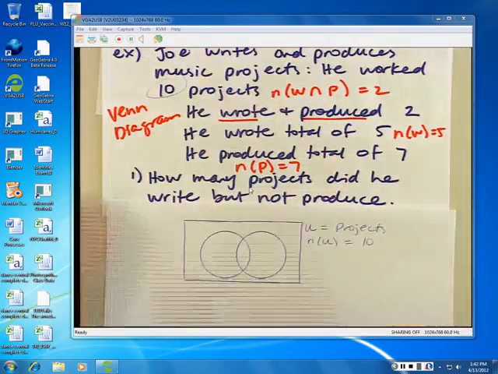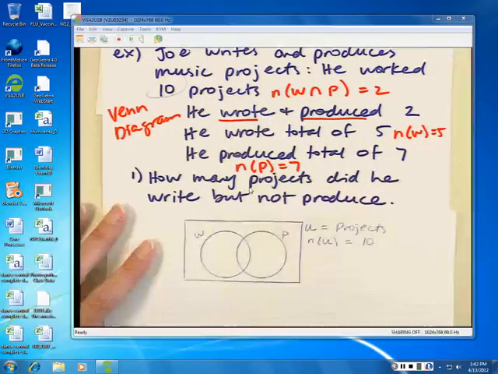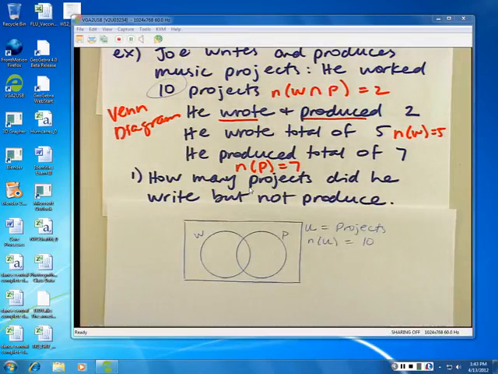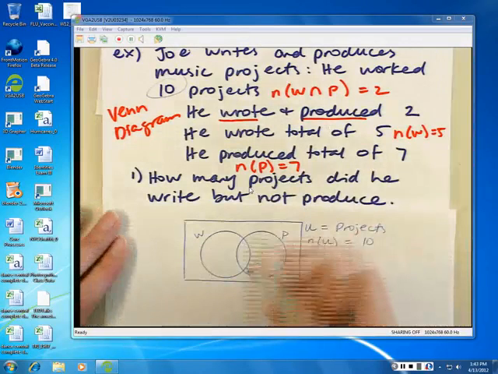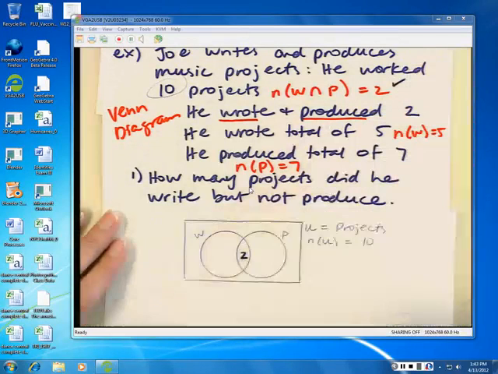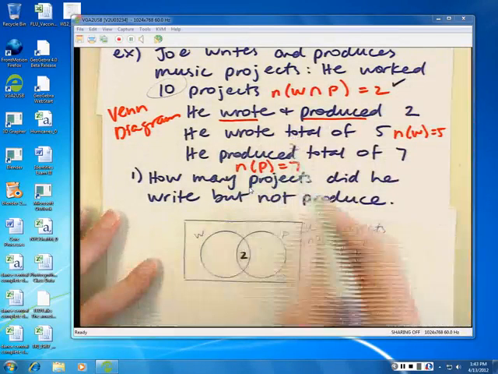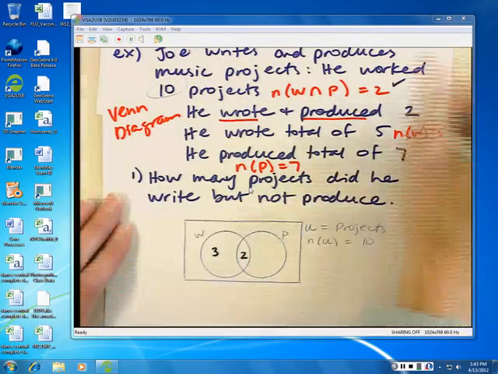Okay, so this is going to be the set of projects he wrote and the set of projects he produced. And I can start filling these values in. I'm going to start with the one where the intersection is, wrote and produced. Well, that's this football shape right here. That's their intersection. That's going to be 2. So I've got that one done. He wrote a total of 5. So the entire set here, W, has 5. I've got 2 so far, which means that the rest of the set has size 3.